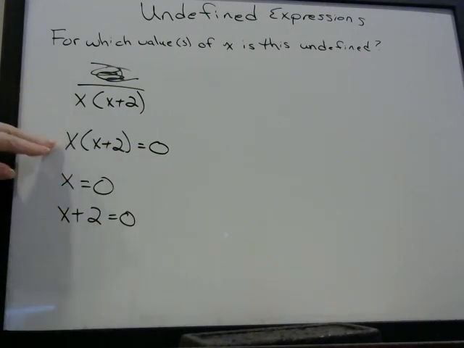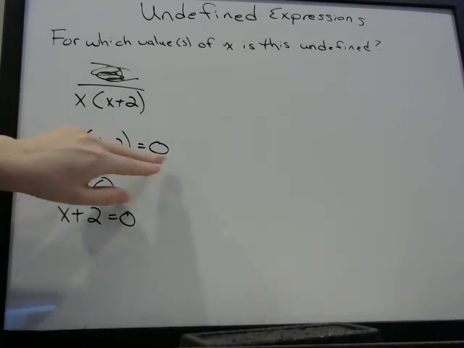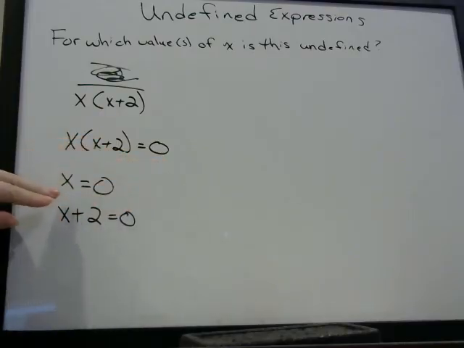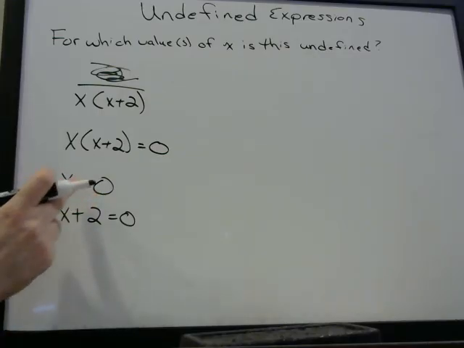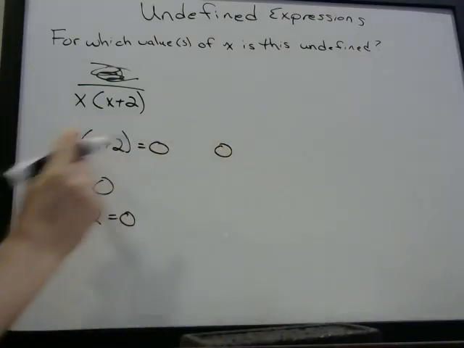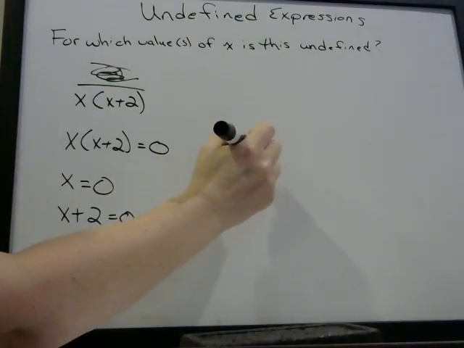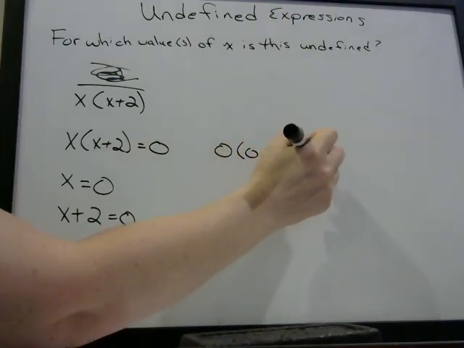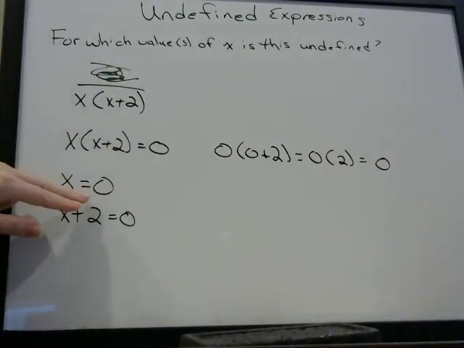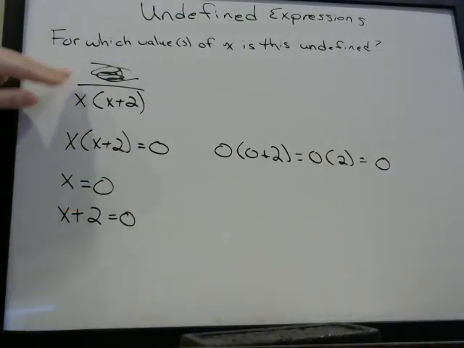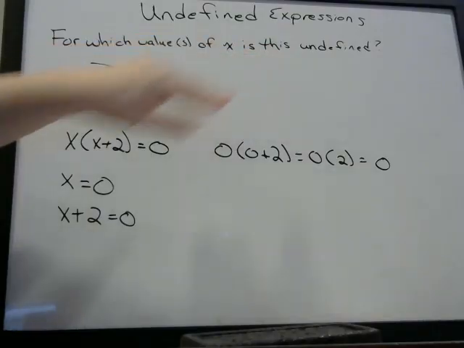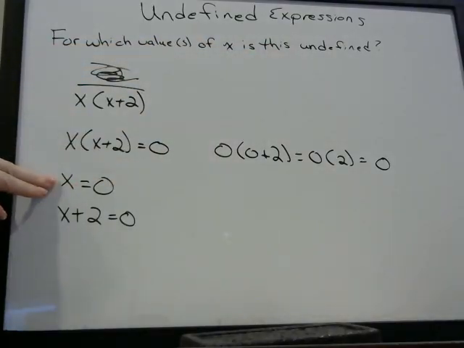So the answer to this question of when does x times x plus 2 equal 0 is going to have two answers to it. One is going to be when x equals 0. So when x equals 0, and you plug that back into this expression, you have 0, because x equals 0, times 0 plus 2, which is 0 times 2, is going to give you 0. So if x equals 0, and you plug that into this original fraction, you're going to have a 0 in the denominator. So that's what makes it undefined. So that's one answer to this question.